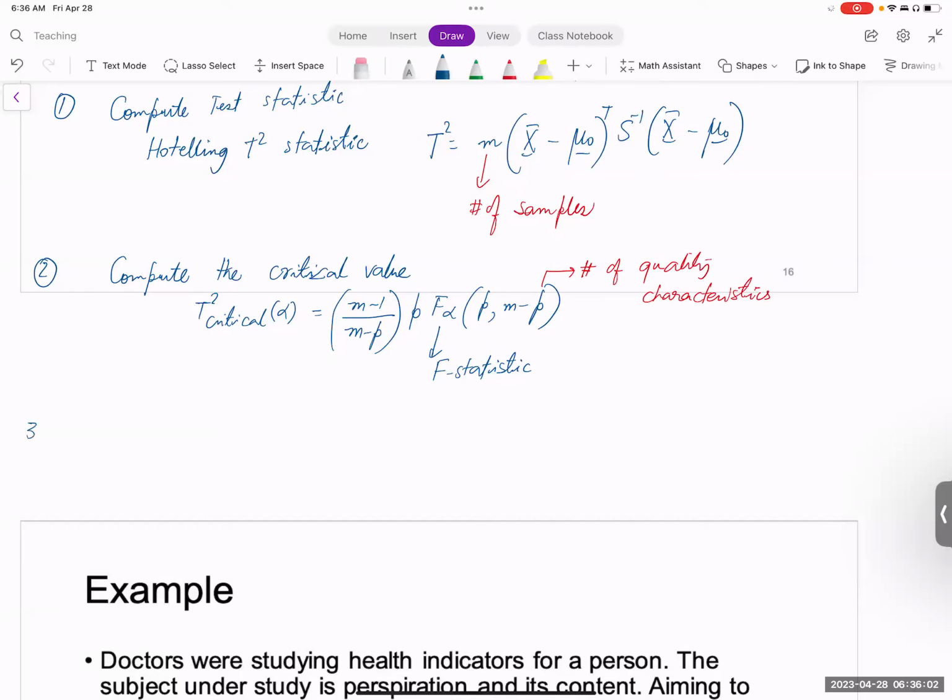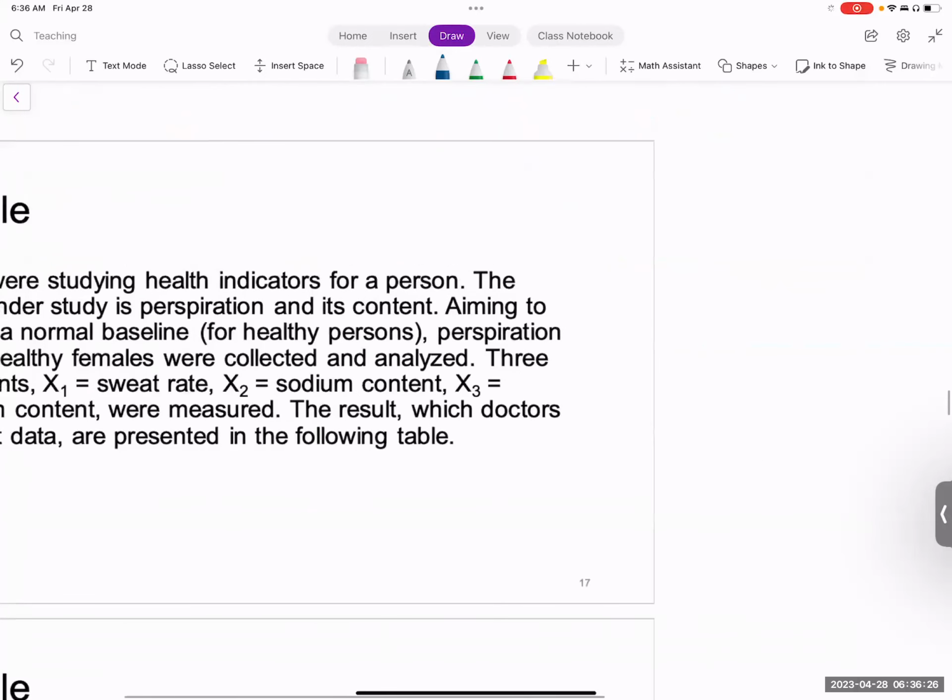And then the last step, step number 3, is if t square is greater than t square critical at level alpha, then you reject H naught. And that's pretty much it. That's what we'll do in hypothesis testing. So let's look at an example here.